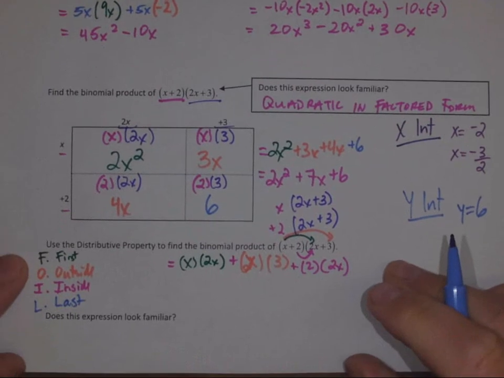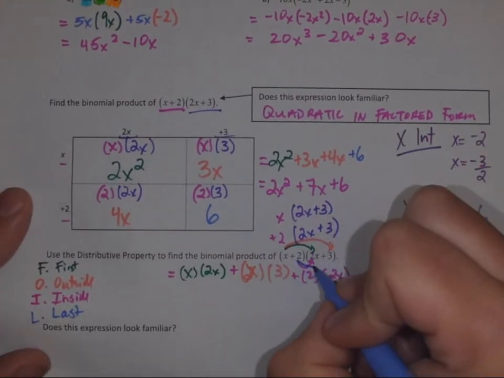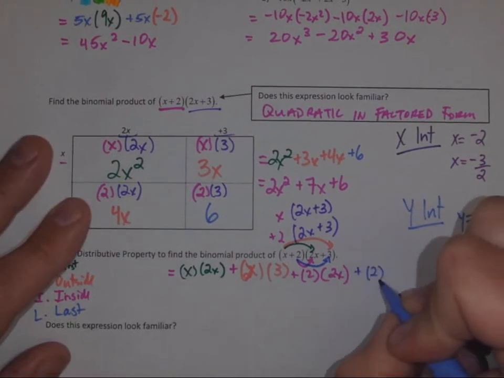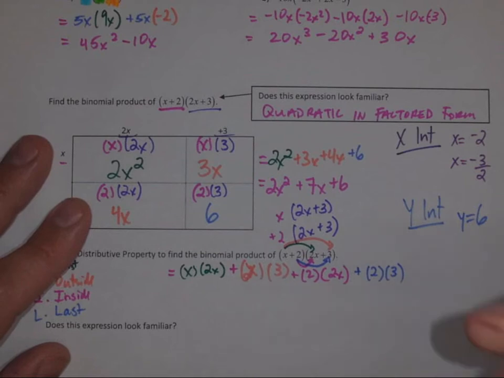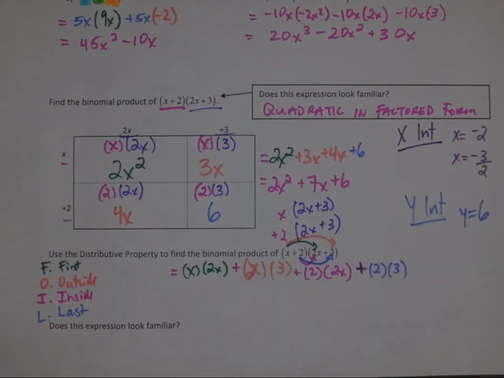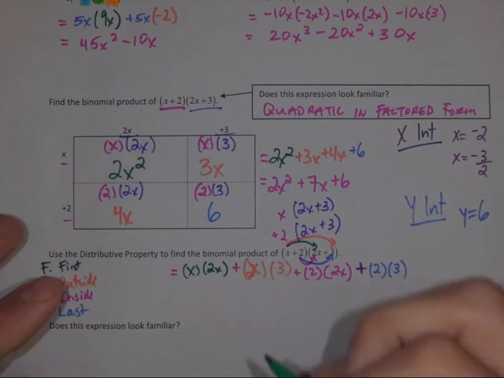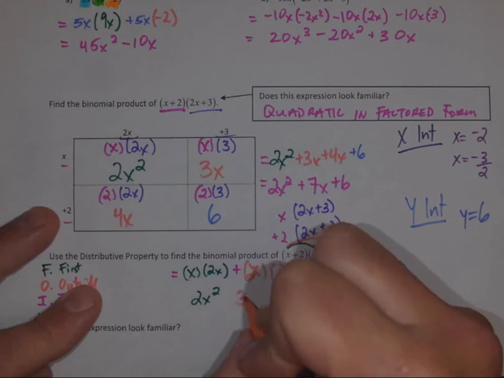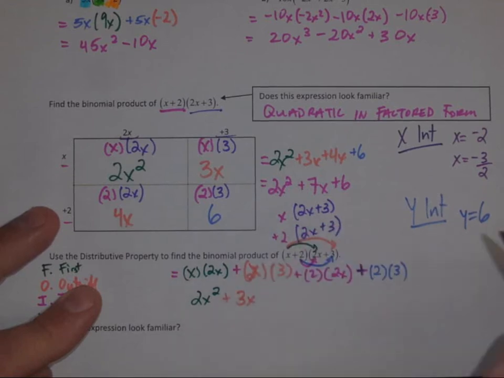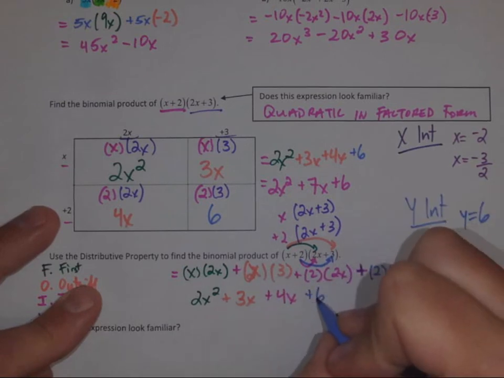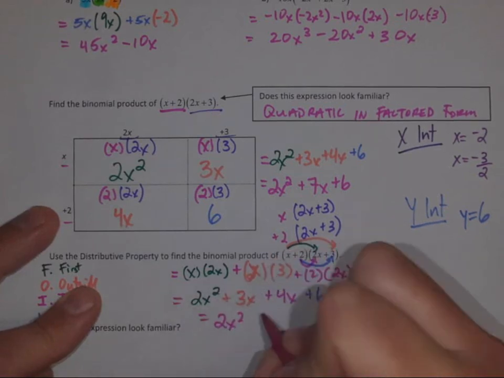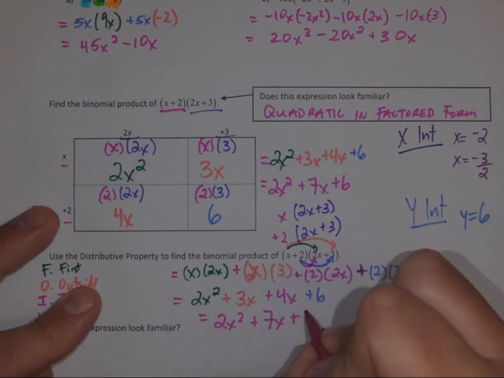And then my final step, L for last. FOIL. The last one is going to be the last, or the second term in the second bracket times the second term in the first bracket. 2 times 3. Let's keep this color coordinating the same. Now that I have that, I can simplify. X times 2x is 2x squared. X times 3 is 3x. 2 times 2x is 4x. And 2 times 3 is 6. I collect my like terms. 2x squared plus 7x plus 6.